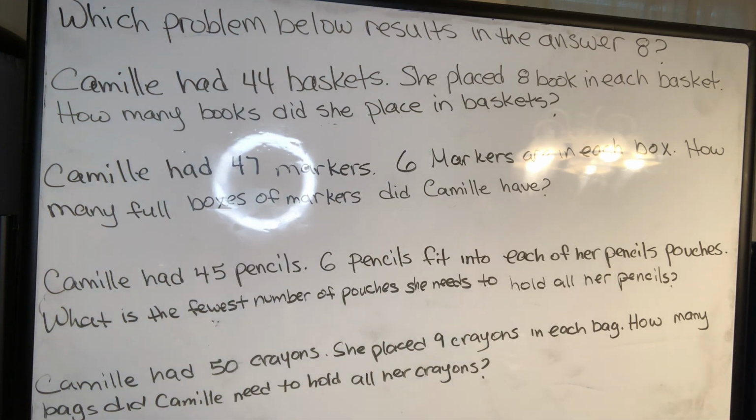Choice number 3. Camille had 45 pencils. 6 pencils fit into each of her pencil pouches. What is the fewest number of pouches she needs to hold all her pencils? And our last choice, Camille had 50 crayons. She placed 9 crayons in each bag. How many bags did Camille need to hold all her crayons? So guys, we're going to take each one by one to see which one results in our answer of 8.